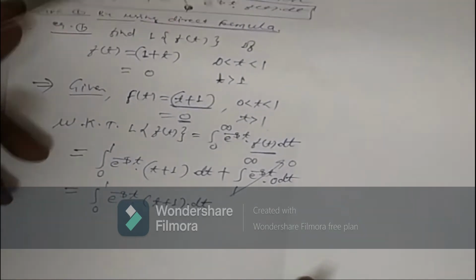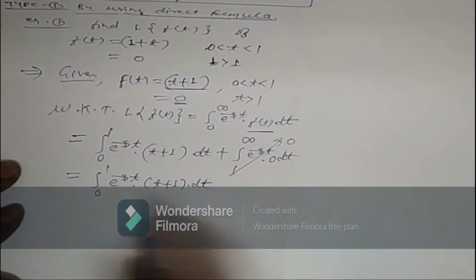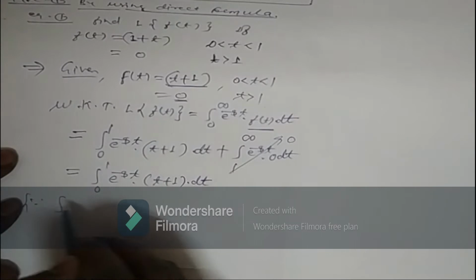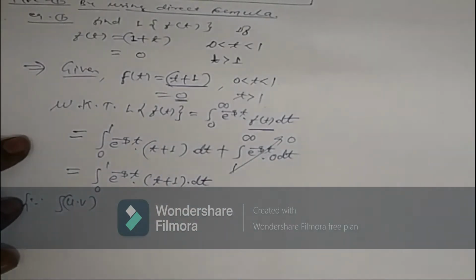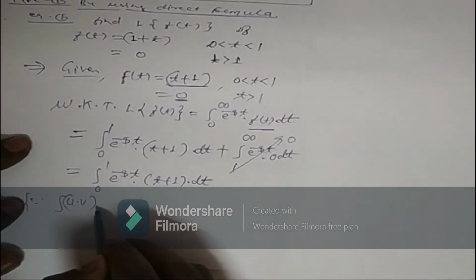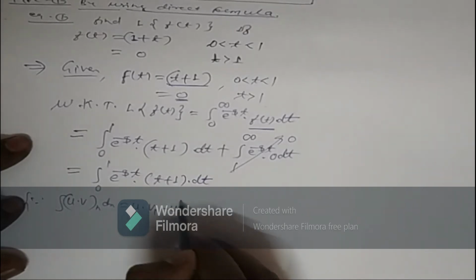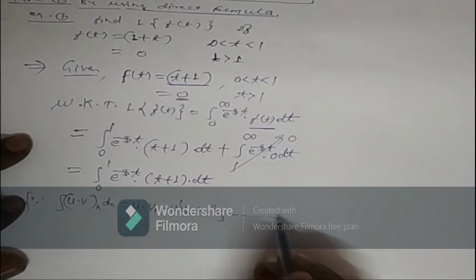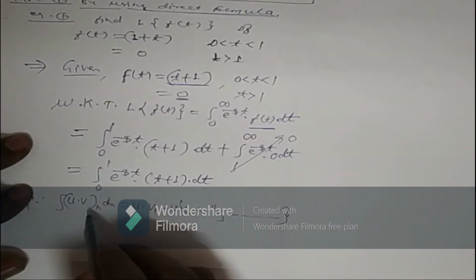So now to solve this integration, what we have to do? We have to use the basic formula. Which formula? Integration of u into v rule. Integration of u into v, nth formula, that is equal to u as it is v1 minus u dash v2 plus u double dash v3 minus, like this. Okay, so this is the formula.